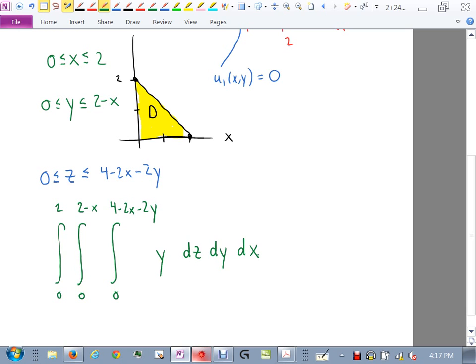First you would integrate y with respect to z. What's the antiderivative of y with respect to z? yz. Then you replace z with the upper and lower limits. Then you take that and integrate it with respect to y. After you do that, you replace y with 2 minus x and 0. And then you go with respect to x one last time. You get the idea, though? I'm not going to carry through the integration on this.